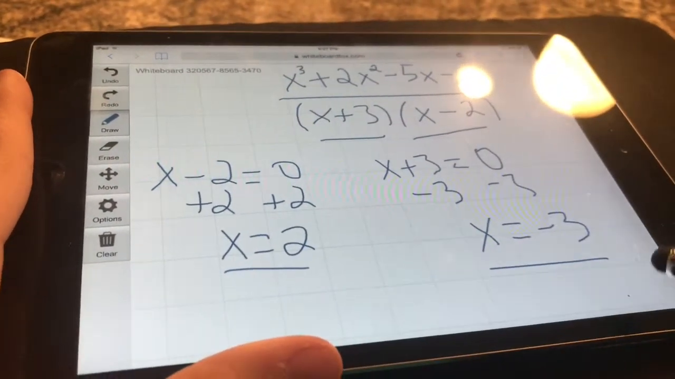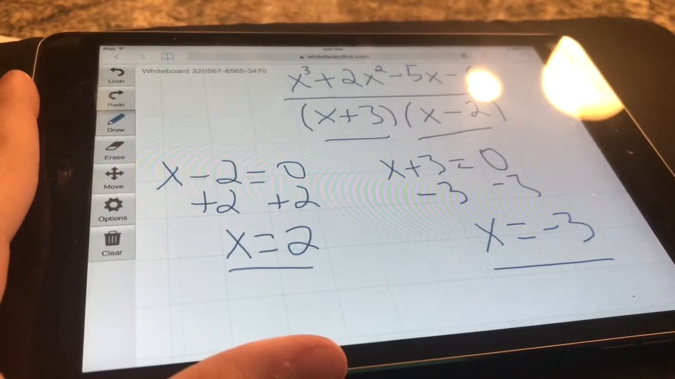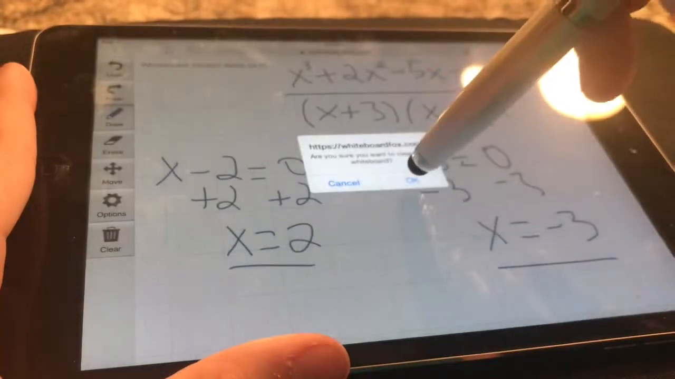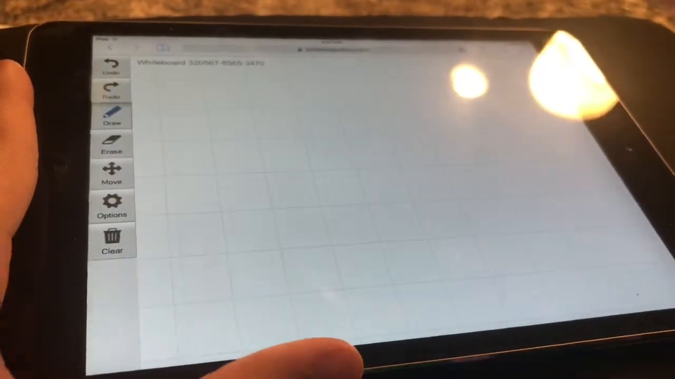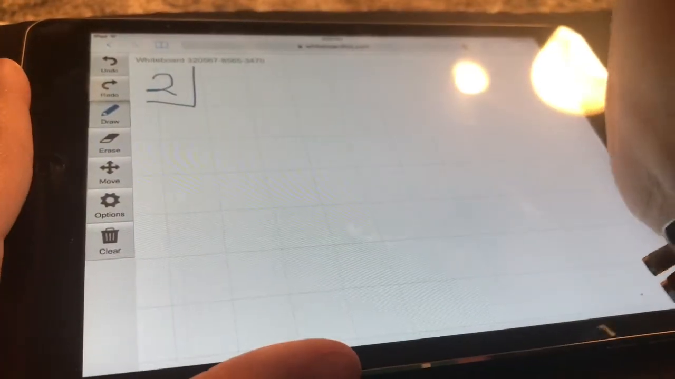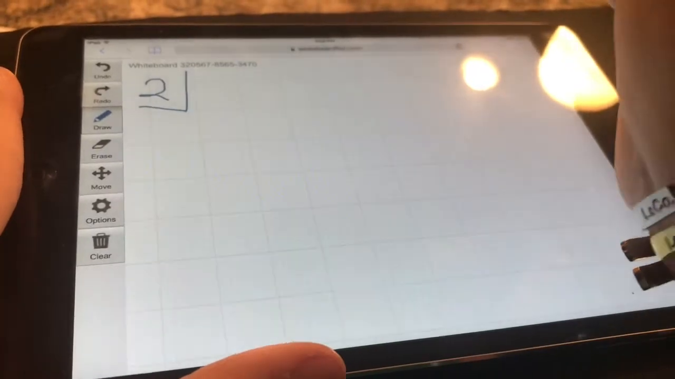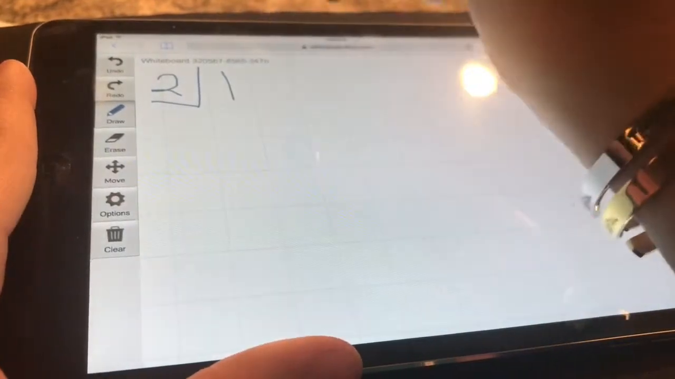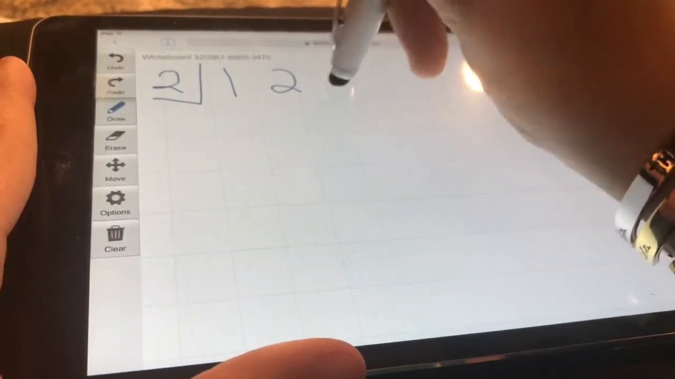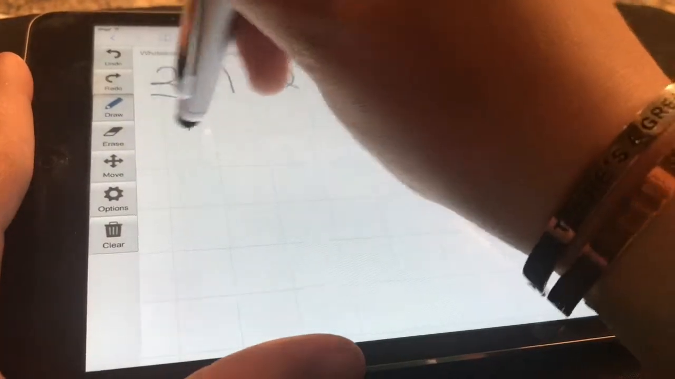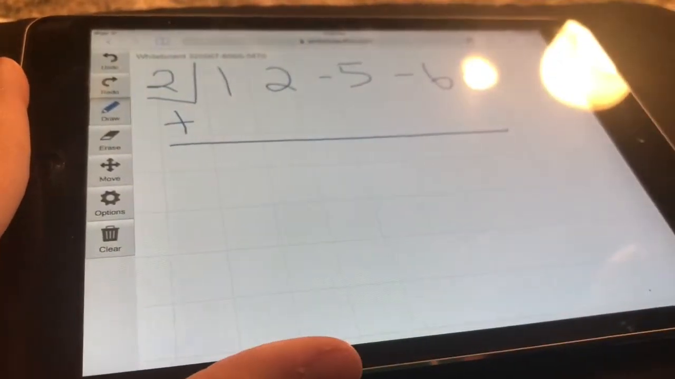And then you have x equals negative 3. So I'm going to go ahead and clear my board, but we need to remember these two roots and this equation. So I'm going to go ahead and start off with the positive 2 in my shelf. So with our equation, we had x cubed plus 2x squared minus 5x minus 6. So those coefficients would be positive 1, positive 2, negative 5, and negative 6.